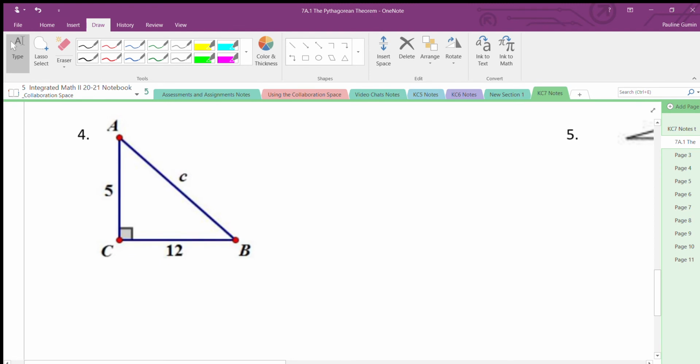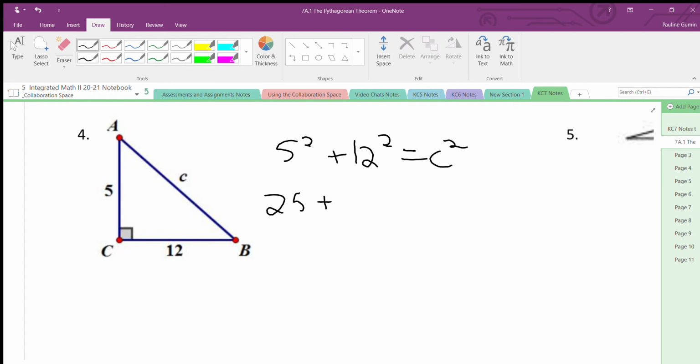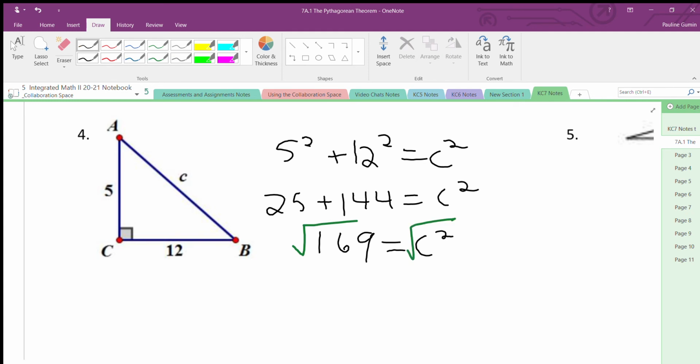Okay, so our Pythagorean theorem states that we're going to take both of the legs, square them, and that equals our hypotenuse. So we have 5 squared plus 12 squared equals c squared. Right? So that's 25 plus 144 equals c squared. 169 equals c squared. Square root both sides. Of course, we do have a triangle, so it has to be positive. 13 is our answer. 5, 12, 13 is one of those Pythagorean triples that you will see pretty often.